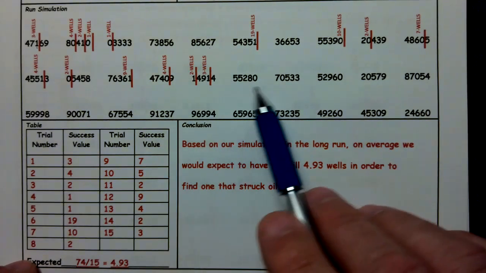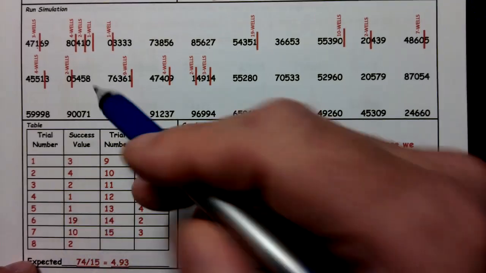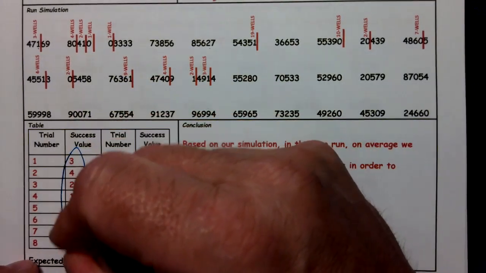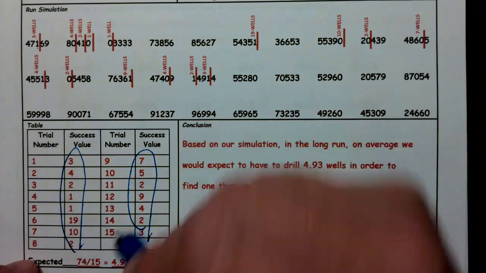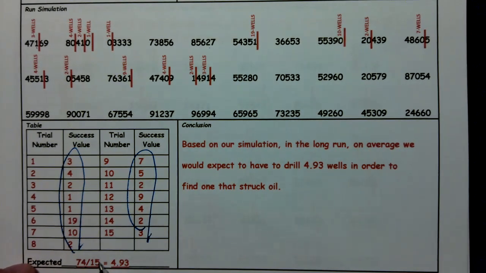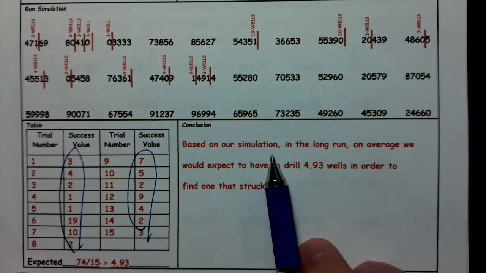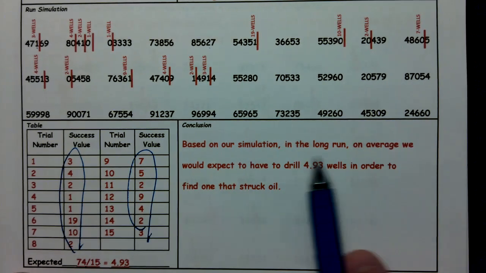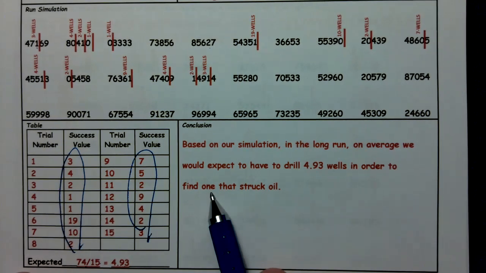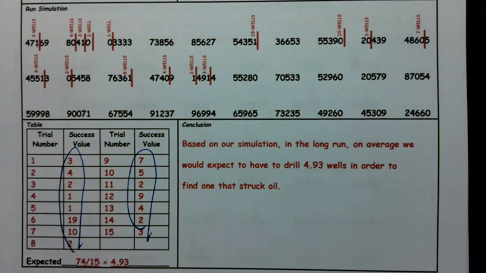Okay. So I basically filled out the table and added up all the successes, and I ended up with 74 wells. 74 divided by the number of trials is 4.93. So based on our simulation, in the long run, on average, we would expect to have to drill 4.93 wells in order to find one that struck oil. So basically almost 5 wells.